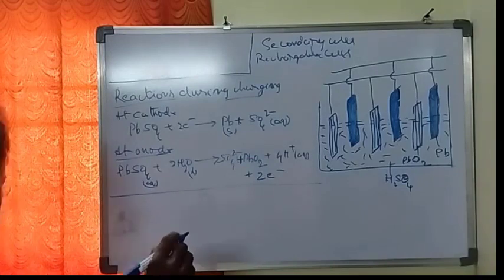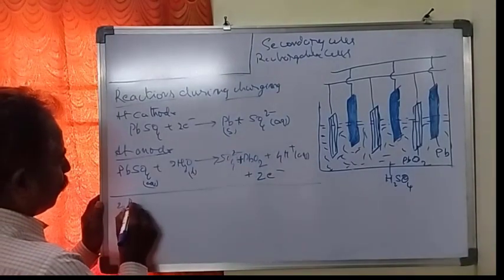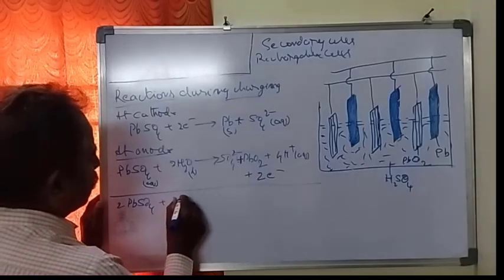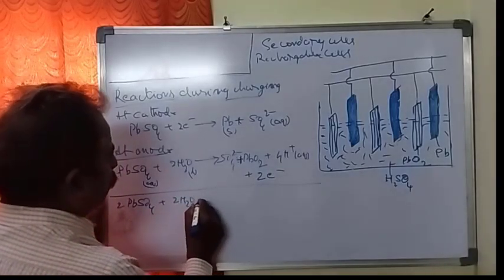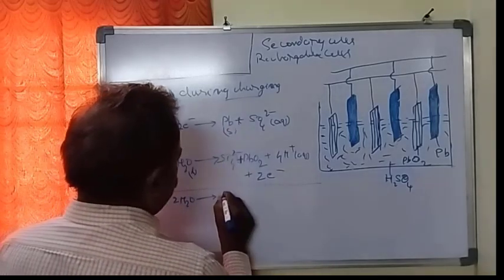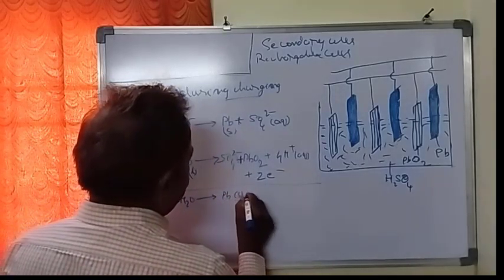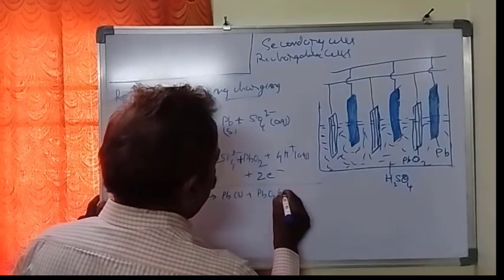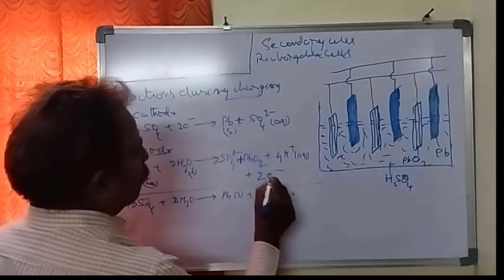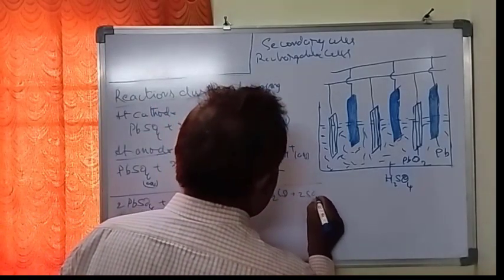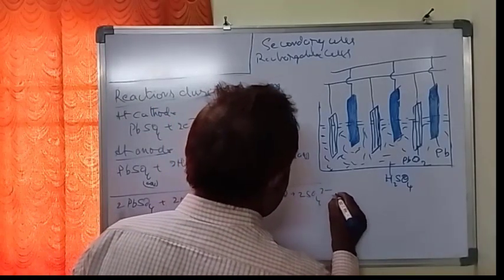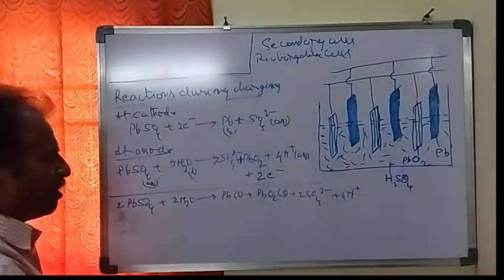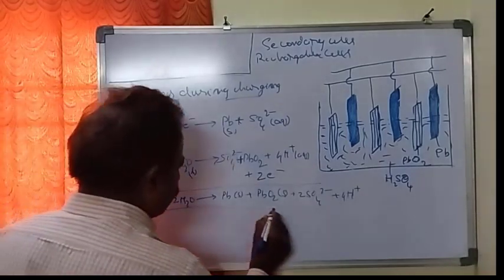Now the overall reaction is, 2 molecules of PbSO4 plus 2H2O gives, of course Pb solid plus PbO2 solid plus 2 sulfate ions plus 4H plus. Here 2 electrons consumed, 2 electrons released, therefore electrons are not necessary to write.